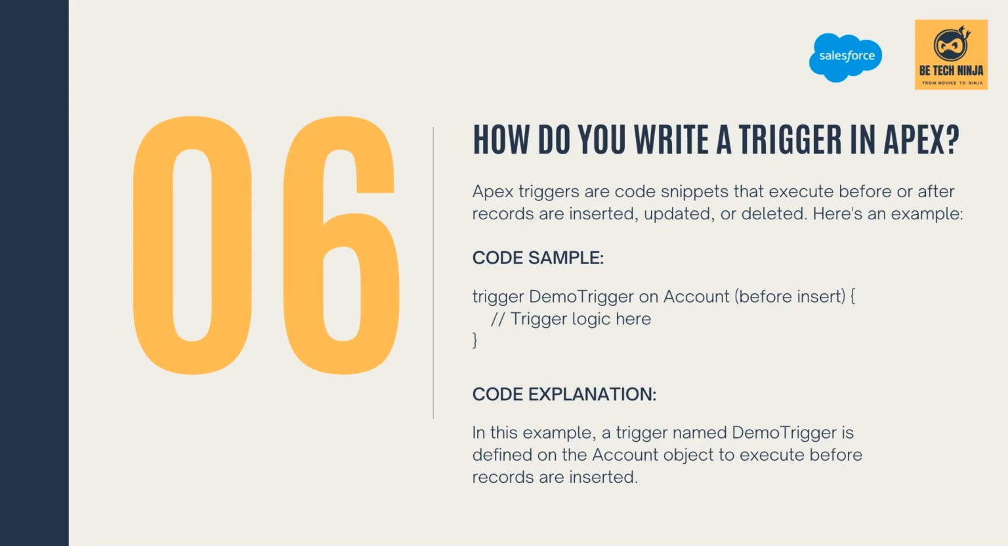Question: how do you write a trigger in Apex? Apex triggers are code snippets that execute before or after records are inserted, updated, or deleted in Salesforce. They enable the automation of processes based on database events.